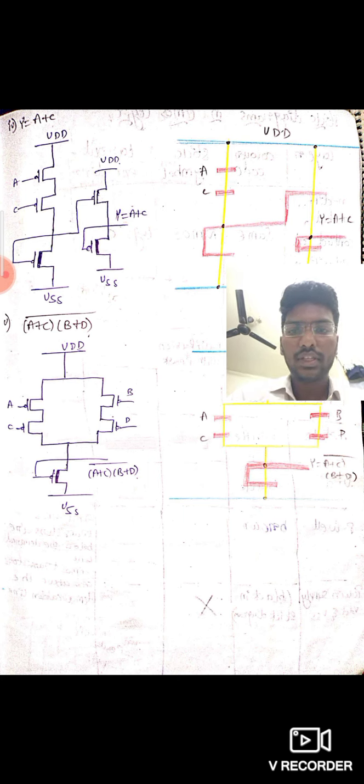Similarly, for (A plus C) into (B plus D), these are in AND formation. So under the inverter, first we have to connect A plus C. These are in OR formation, so we have to make them in series. B and D are also in series. For an AND gate, they should be in parallel. Then we connect the parallel and we can draw the output.